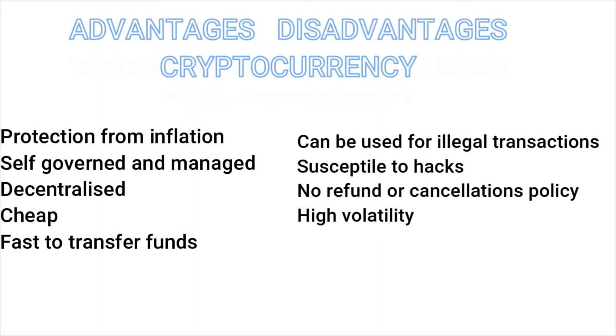Let's look at the disadvantages. It can be used for illegal transactions. There's a lot of black market activity happening there. And I heard terrorists are now paying each other using cryptocurrency. It is also open to hacks. And there is no refund policy. If you lose your money, you cannot go to the blockchain and get your money back. And high volatility, guys: a crypto like Ethereum can go up today and you invest your money, and tomorrow it might go down. So you need to be very careful when you are trading or buying cryptocurrency.